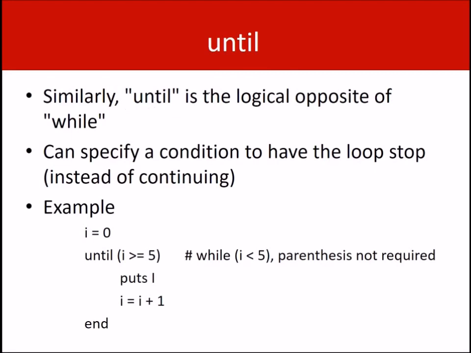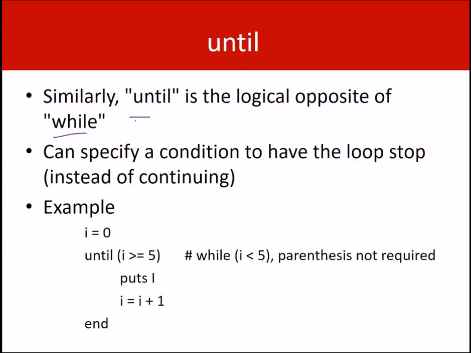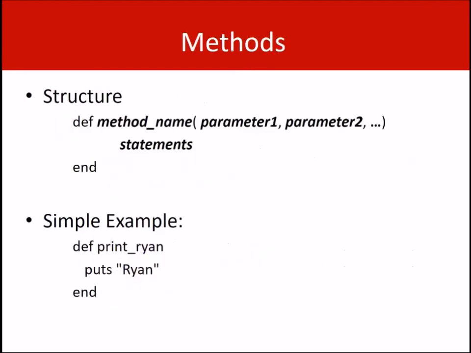Then you also have until. So this until is the logical opposite of while. Unless is the opposite of if, until is the opposite of while. Okay, you can specify a condition to have the loop stop, like you don't want to continue it. So what you can do is i equal to 0, until i is greater than some value that you want, or this is while i is not greater but it is less than 5. So these are opposites. The parentheses are really not required. You just put something and you increment the value. i++ is not valid here.